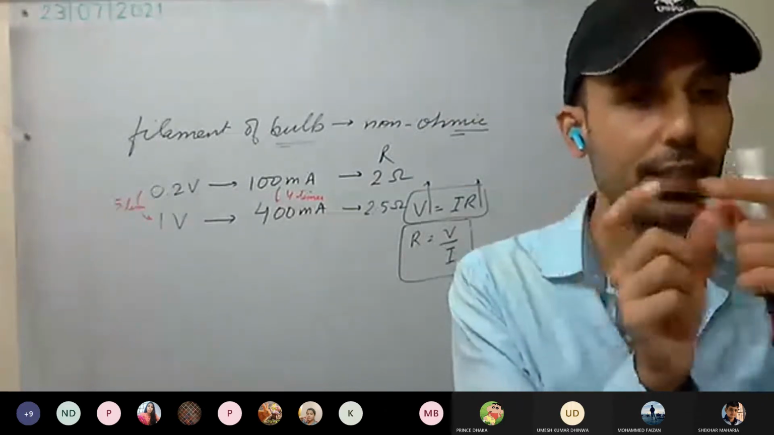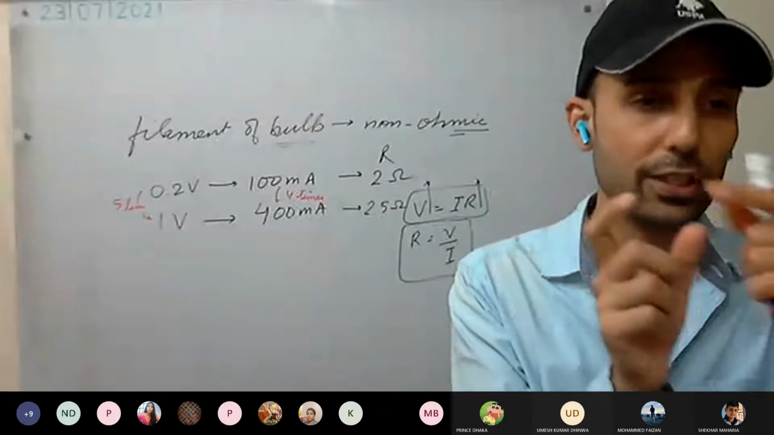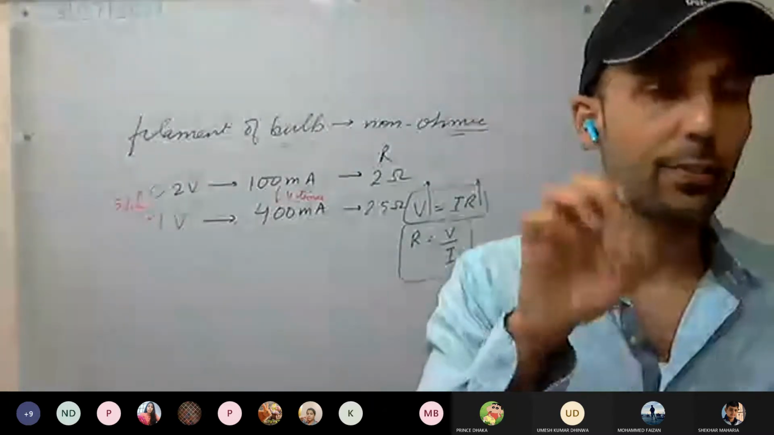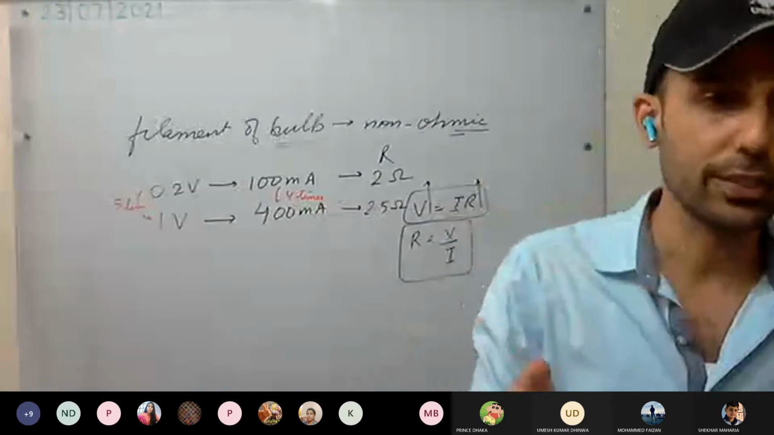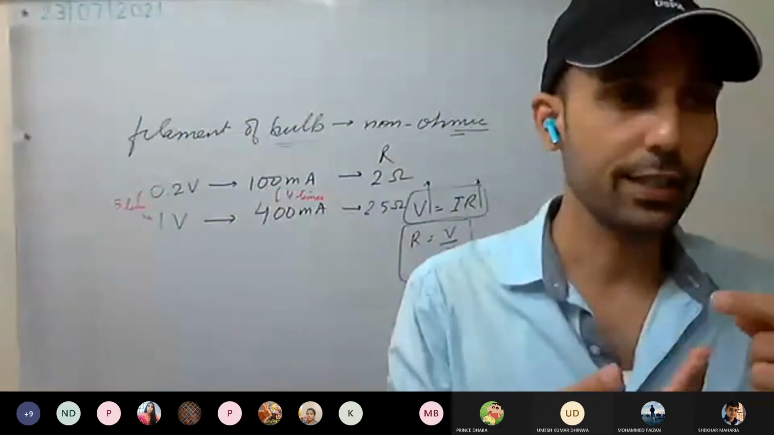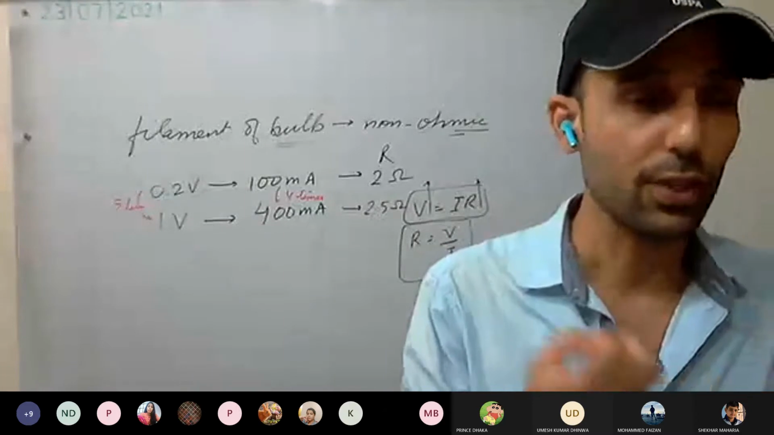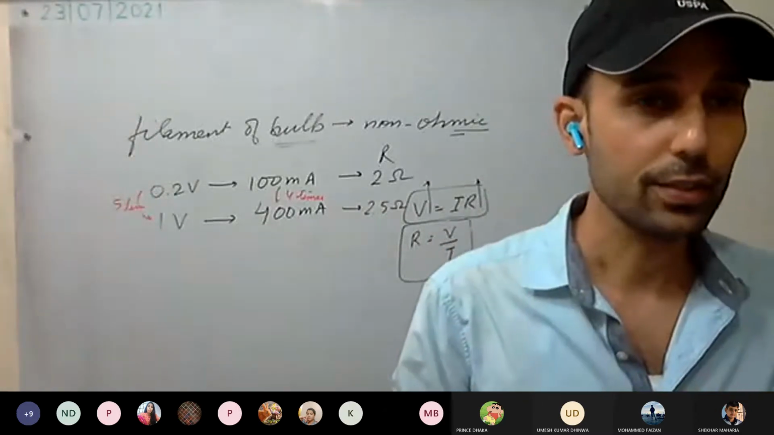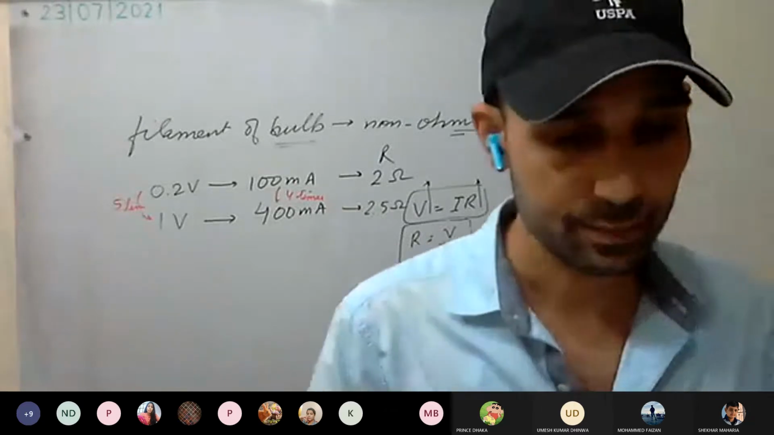But as we are increasing the potential difference across the filament, there will be more resistance. It will have more resistance. With increase in resistance, there is more obstruction to the flow of current. That means more obstruction to the flow of electrons, more heating will be generated and more light will be produced. Understood? Is this clear?